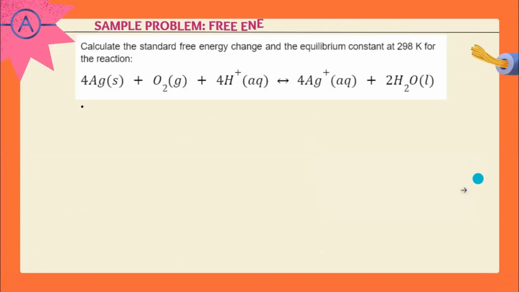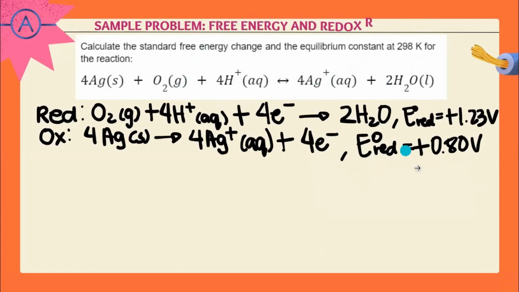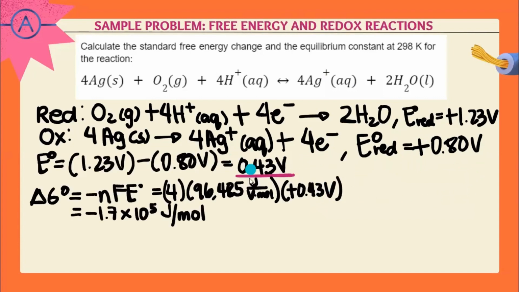So for this one, we have a new problem where we are asked to calculate the standard free energy change and the equilibrium constant K at 298 Kelvin for the reaction given here. Just like what we did on the first two problems, we have to identify which part undergoes reduction and which part undergoes oxidation. Now that we have that, we just have to measure the electric potential. The electric potential for this one is positive 0.43 volts, which is considered spontaneous.